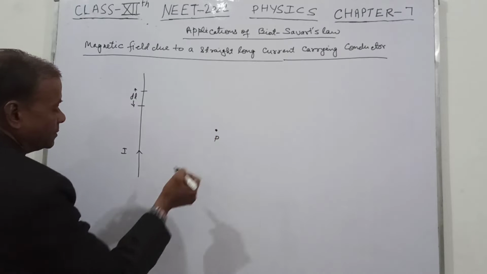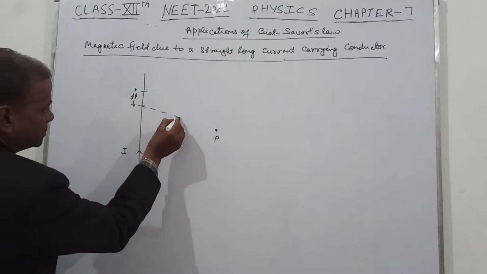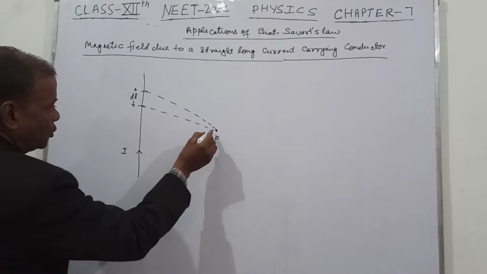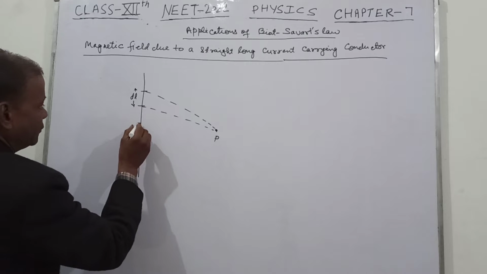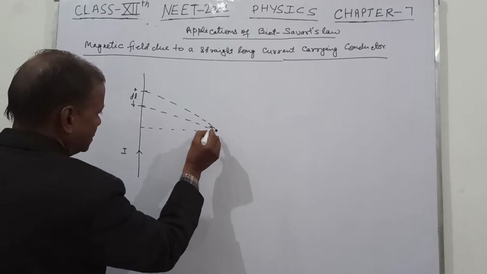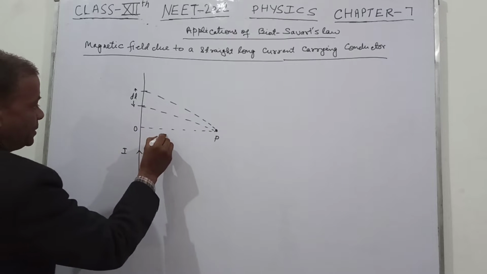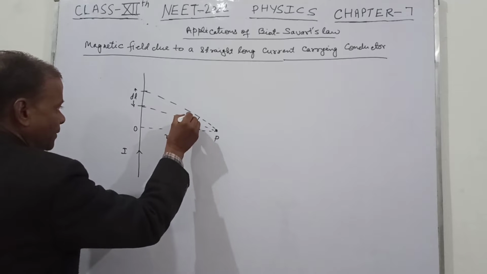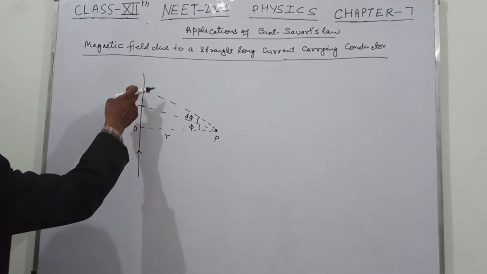Here we consider a current element, suppose of length dl. This is the point of observation P. Then we join these parts, and we drop a perpendicular from this point P on this conducting wire. So this OP is equal to R. This angle suppose is phi, and this angle suppose is d phi. This is the current element of length dl.